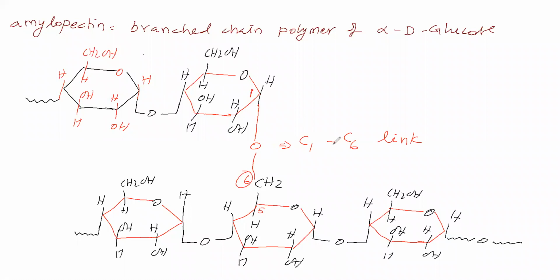So next we will go for cellulose. Cellulose is a polysaccharide. It is a linear polymer of beta D glucose.